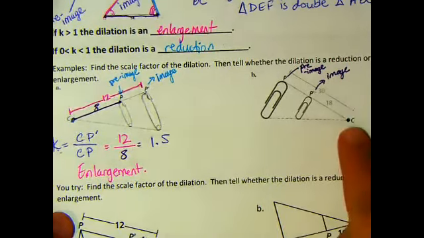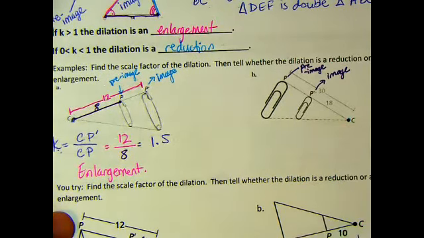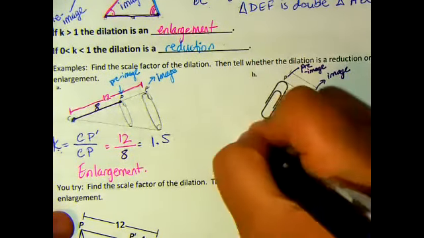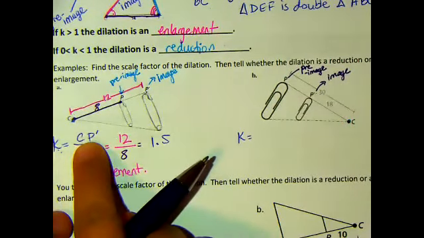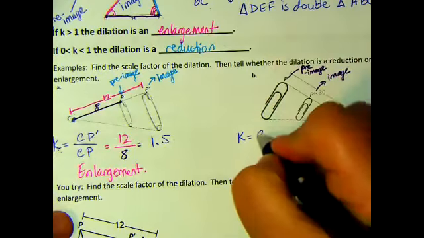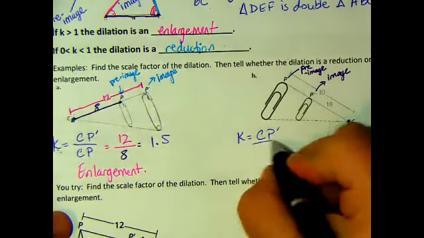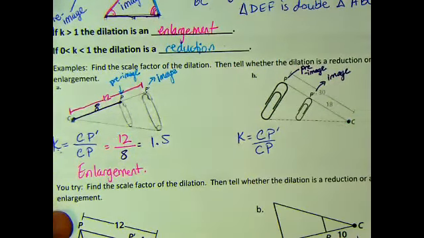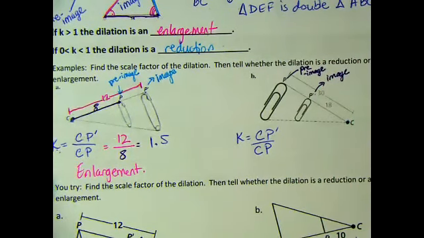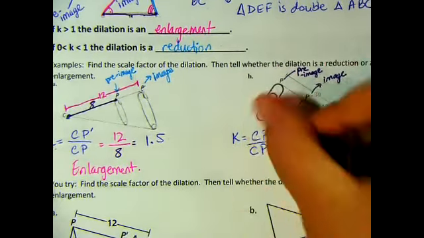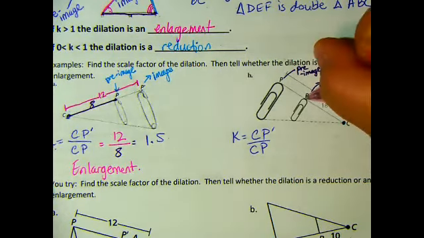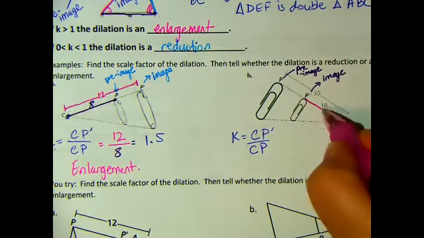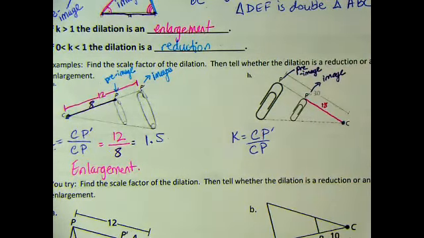Okay, so here is our center of dilation. And once again, to get our scale factor, we are still going to do the center to our image point, so C to P prime, over C to our pre-image point of P, so CP. Okay, so we're looking at the distance from C to P prime right there.